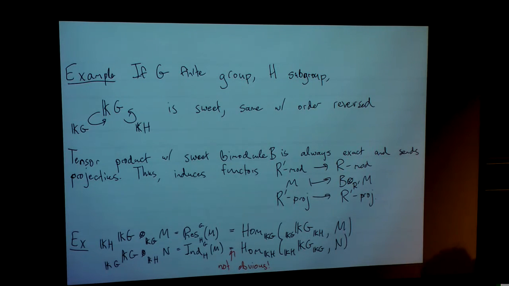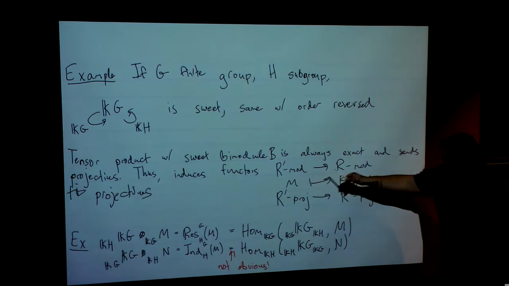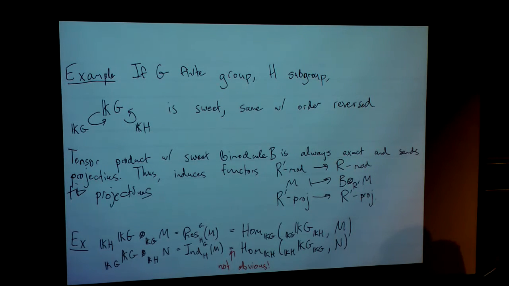Tensor product with a sweet bimodule is always exact and sends projectives to projectives. So it induces functors from R prime modules to R modules by tensoring, and from projective R prime modules to projective R modules.